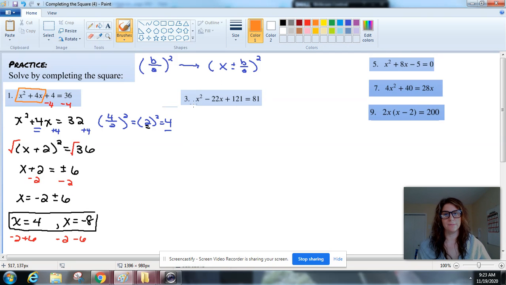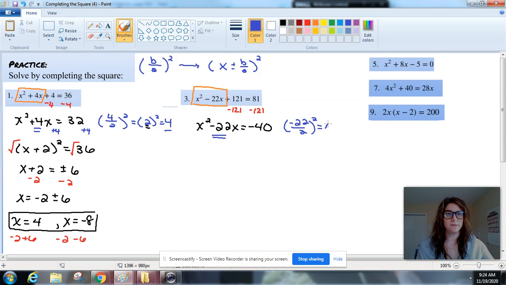Second question, same process. Get your x's by themselves. So I'm going to start by subtracting 121. That is going to get me x squared minus 22x equals -40. My b term, again, repeat that process. It's a -22. I'm going to divide that by 2 and square it. So that's -11 squared, which is 121. I'm going to add that into both sides. That's going to let me do my shortcut of factoring to be x minus 11, again, that was here, squared equals 81.